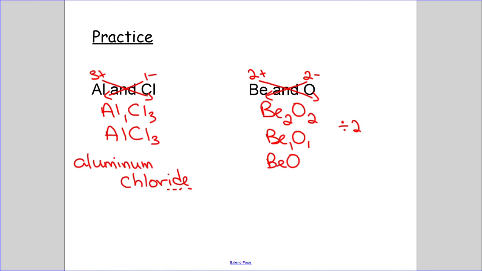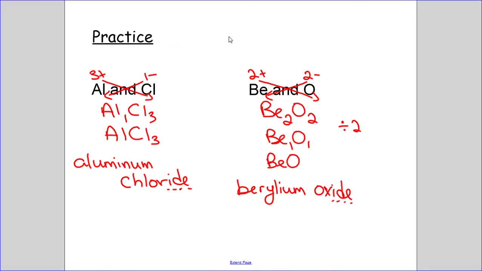And so what do I have here? I have beryllium. And then instead of saying oxygen here, I've got oxide, for a final with the IDE ending.